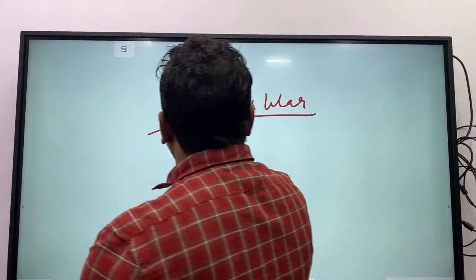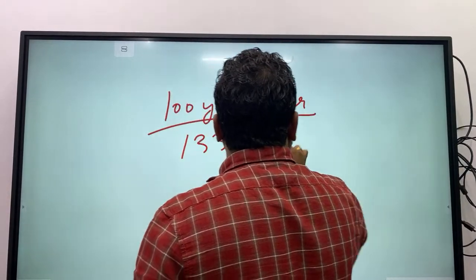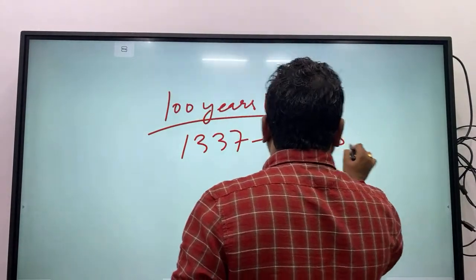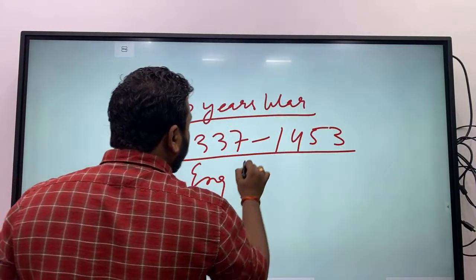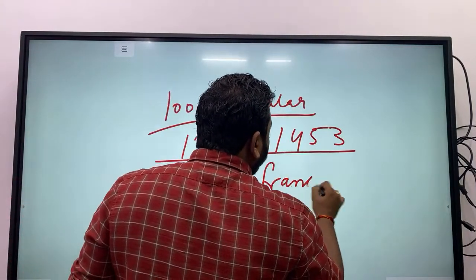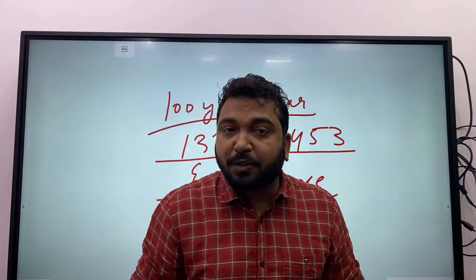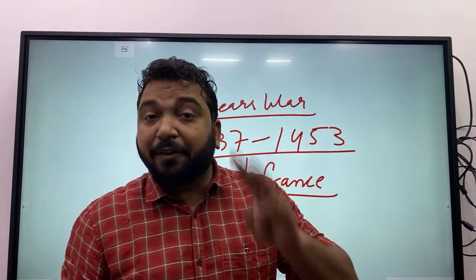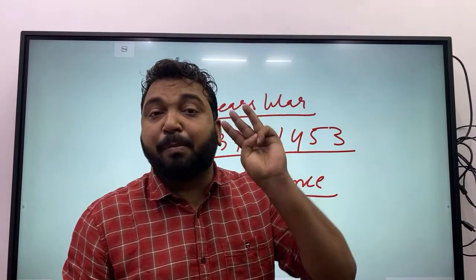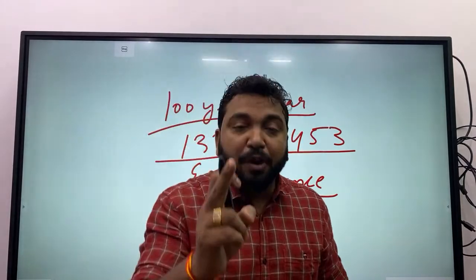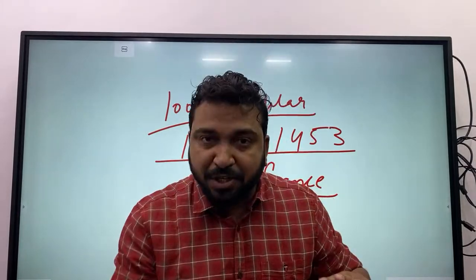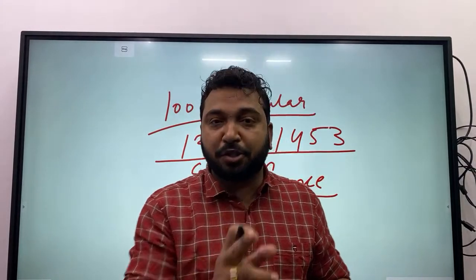Shikha Thakur, bahut badhiya answer. Shabash. 1337 to 1453, the 100 years war fought between England and France. If you have watched my first lecture, in this 100 years war, England defeated France in three important battles. If you remember the three names with dates, nobody can stop your JRF.